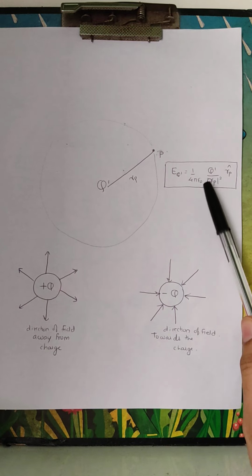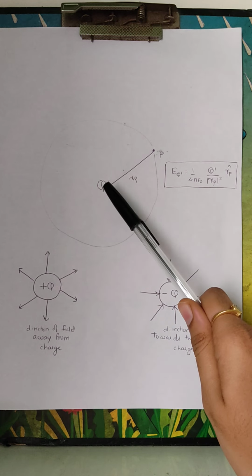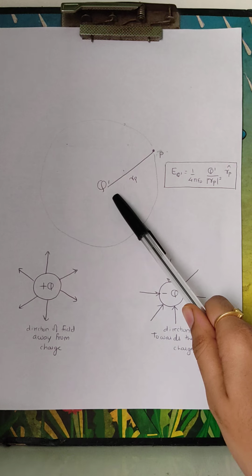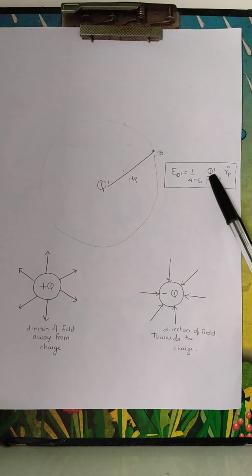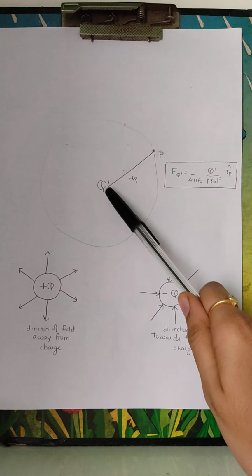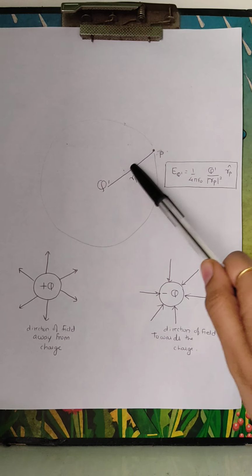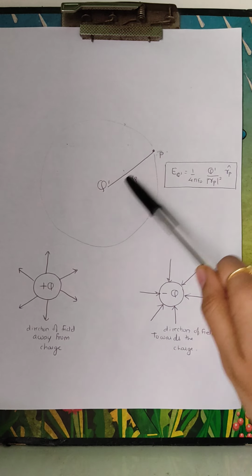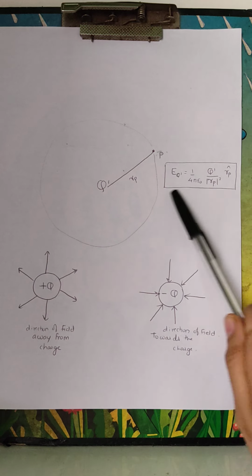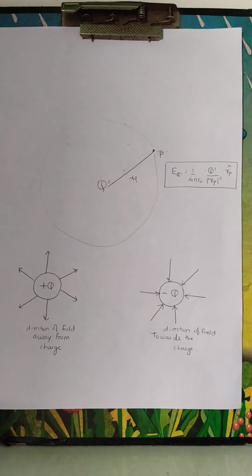It is 1 upon 4 pi epsilon naught. Which charge am I talking about? I am talking about Q dash. I am talking about the electric field because of charge Q dash. So here I have to write Q dash upon the distance between that point and Q dash, that is Rp square, and Rp cap is a unit vector along this direction. So you can find the electric field due to any charge at a particular point.